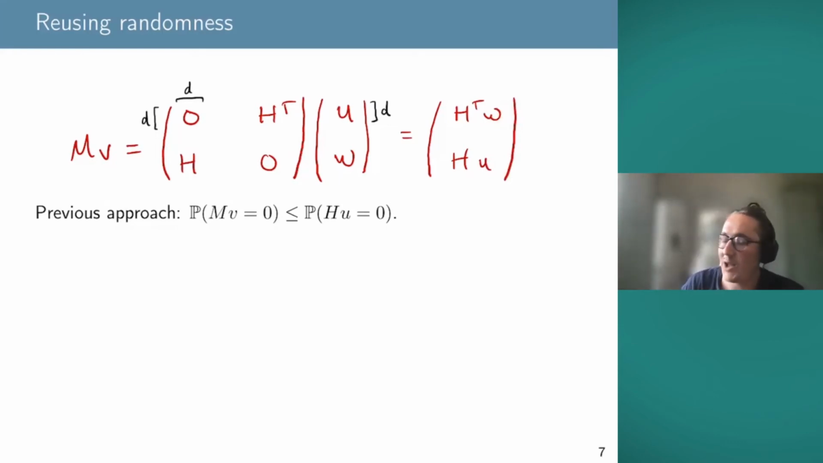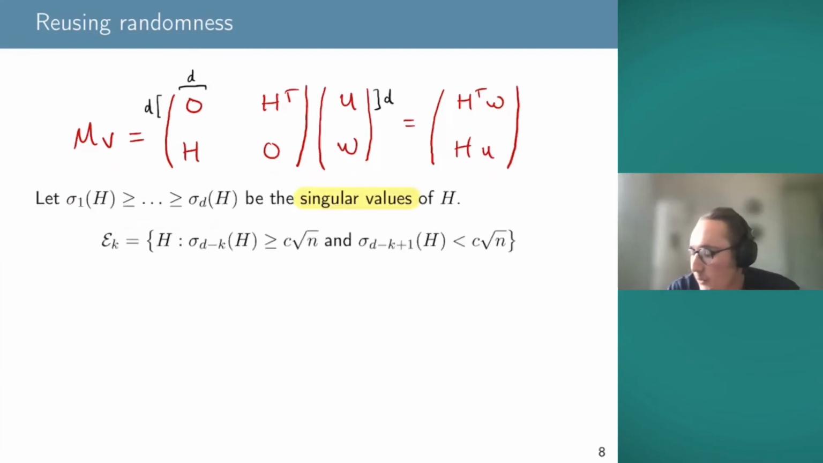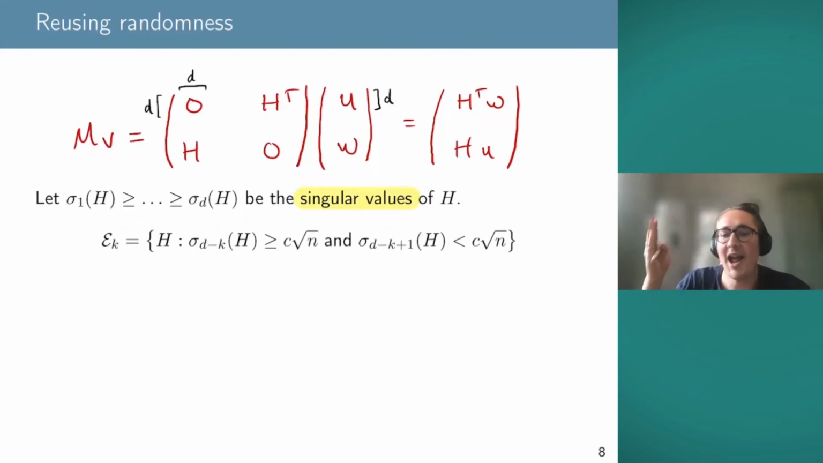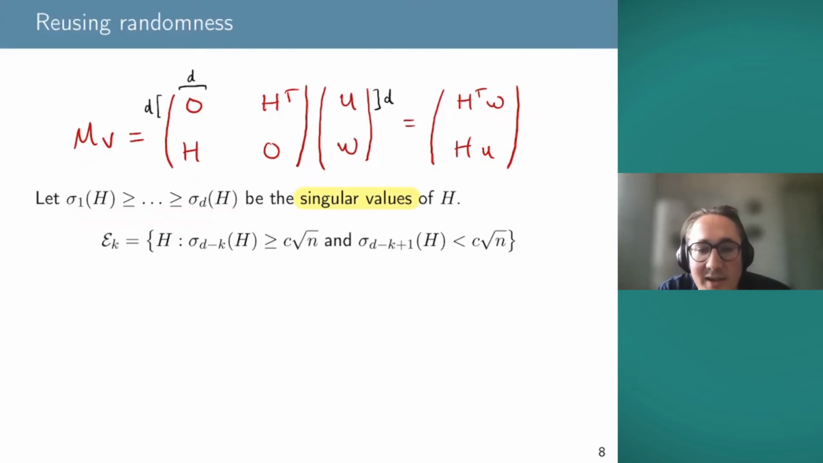How do we quantify the pseudo-randomness of H? It's actually very simple. We're just going to look at the singular values of H and condition on how many singular values are large. Let me order the singular values of H in decreasing order. So sigma 1 is the largest singular value, and let me say sigma d is the smallest.